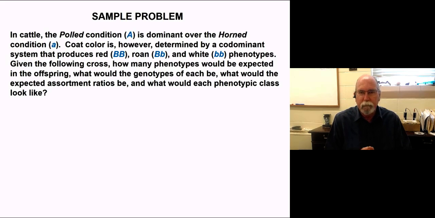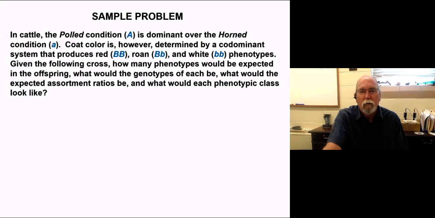I've got to read all this stuff about polled. I don't even know what that means. But you don't worry about it. Polled condition is dominant, right? So whatever polled is dominant. Turns out polled just means you don't have horns. And horned is the recessive condition. So big A is dominant over little a. Coat color is determined by codominance, where you've got red, roan, and white, just like we've had before.